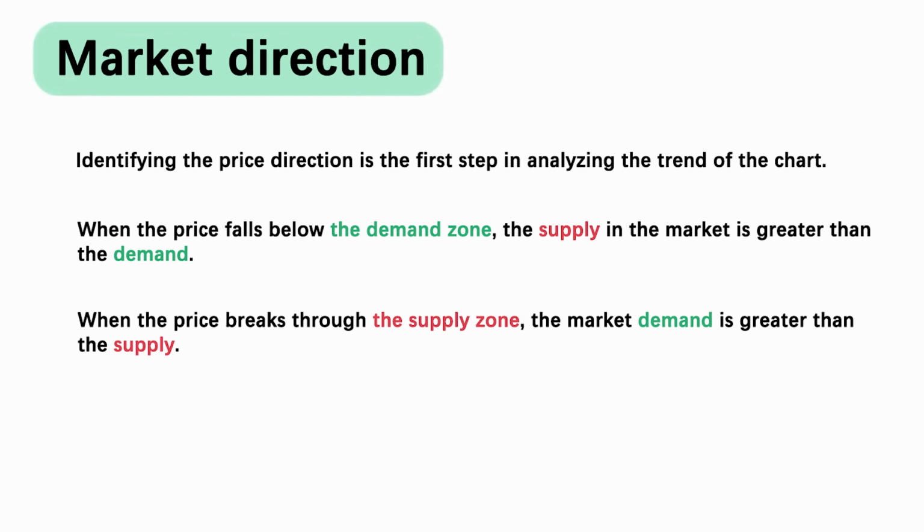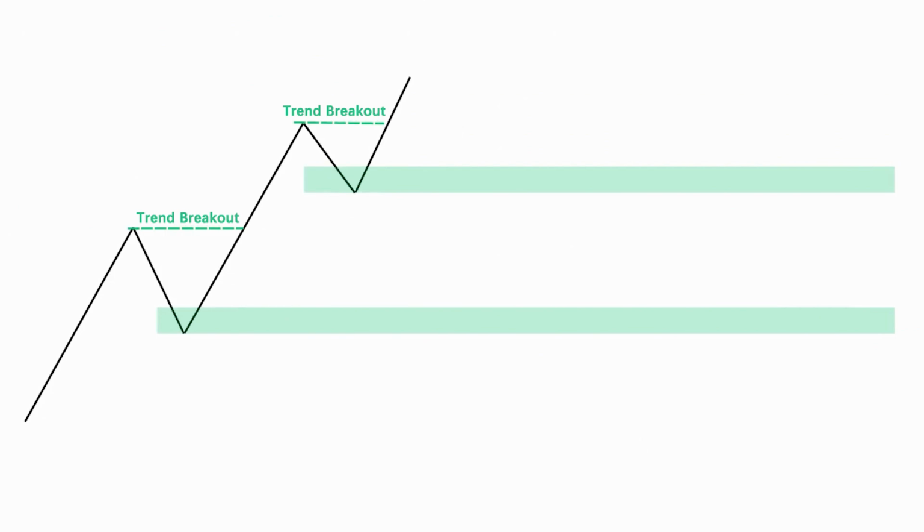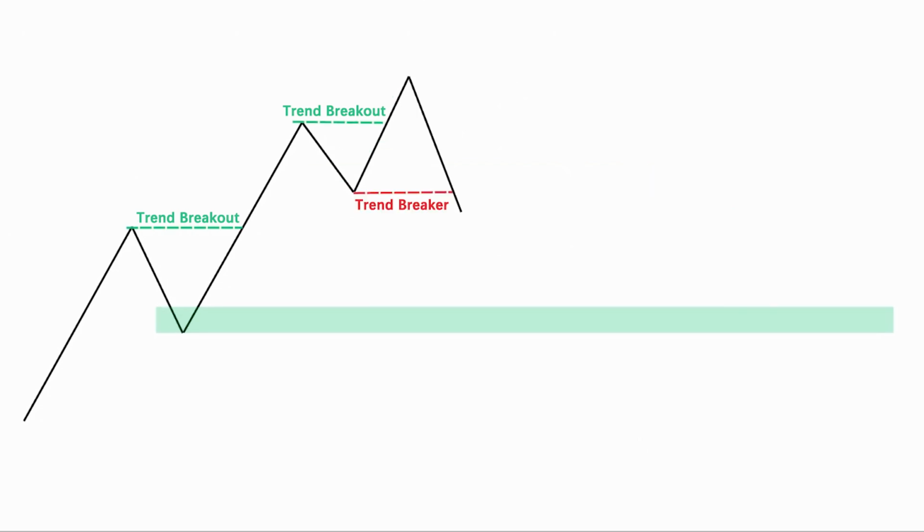When the price falls below the demand area, the market supply is greater than the demand. When the price breaks through the supply area, the market demand is greater than the supply. For example, in this diagram, the price is currently in an upward trend. Whenever the price forms a top-to-top price trend structure, a new demand area will be formed. If the price breaks below the demand zone at this point, it will form a bottom-to-bottom downtrend structure.